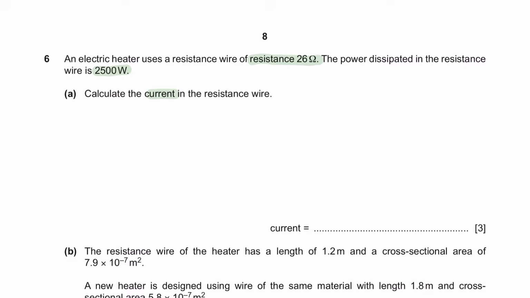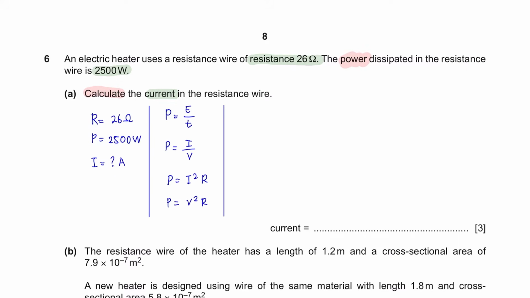To get started on a calculate question, list all the known quantities given to you. From here onwards, we need to apply a formula to calculate the value of current. But if you don't know what formula to apply, list down all the formula you know related to power. So let's compare the information given with the formulas that we have.